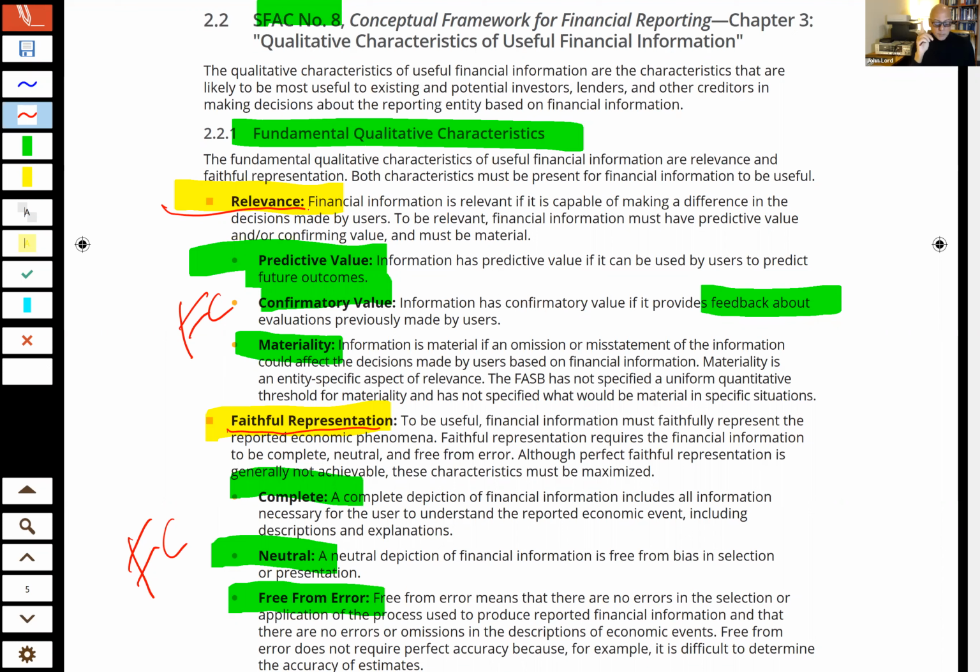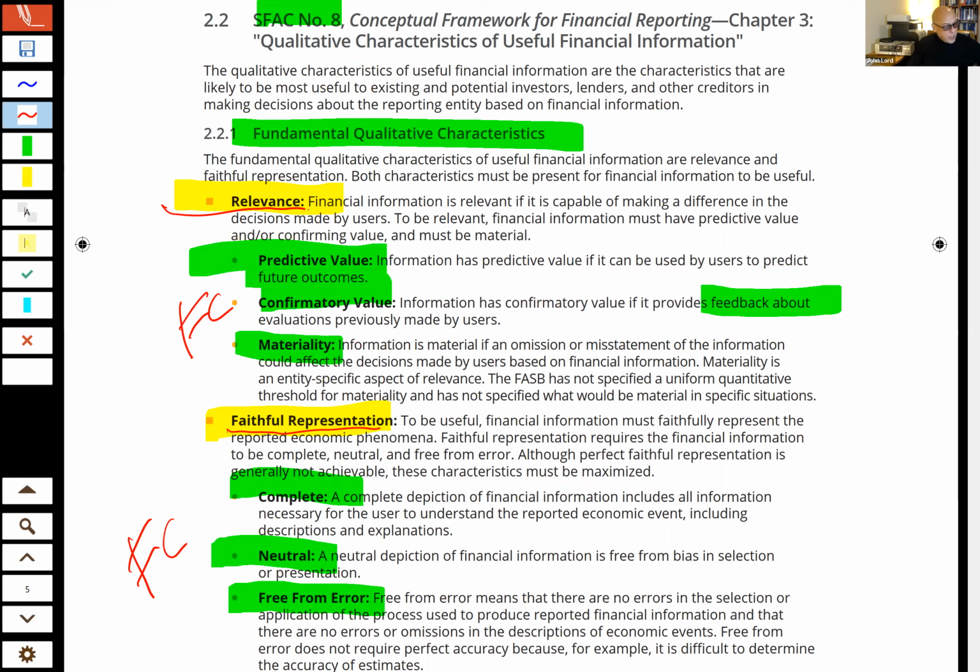Okay, now note here, guys, that neither relevance nor faithful representation contain similar ingredients. They have different ingredients, don't they? Relevance has predictive, confirmatory, and materiality. Faithful representation: complete, neutral, and freedom from error. So there's no overlap of the ingredients, right? Okay, question.